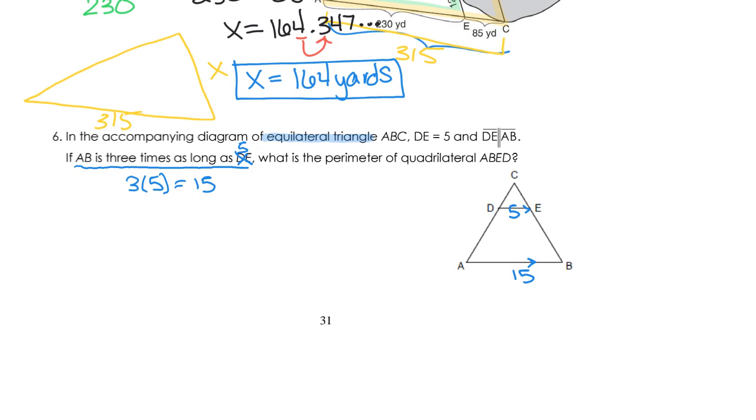What is the perimeter of quadrilateral ABED? Well, we can't find the perimeter yet because we only have 2 out of the 4 sides. So we're going to have to think back to that clue about the equilateral triangle ABC. So this blue triangle is equilateral, and since I already know one side is 15, that must mean this side is 15 and this side is 15.